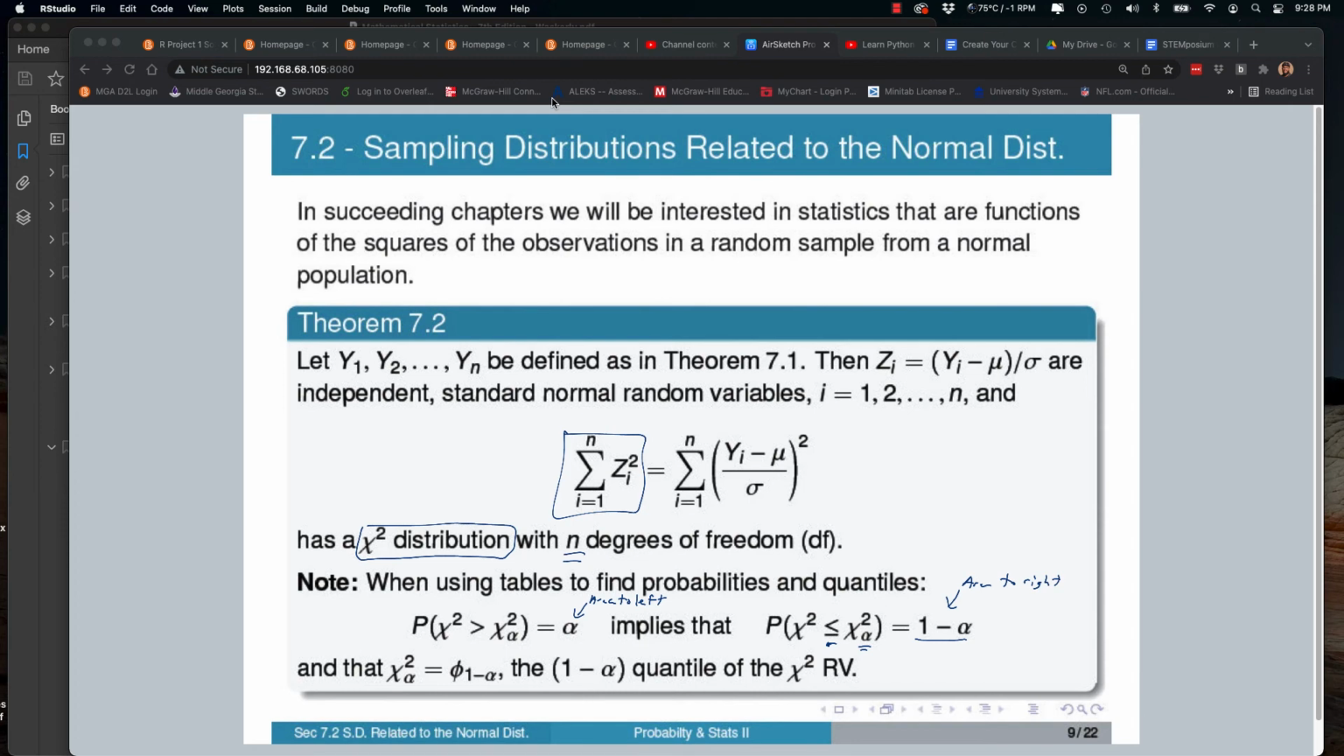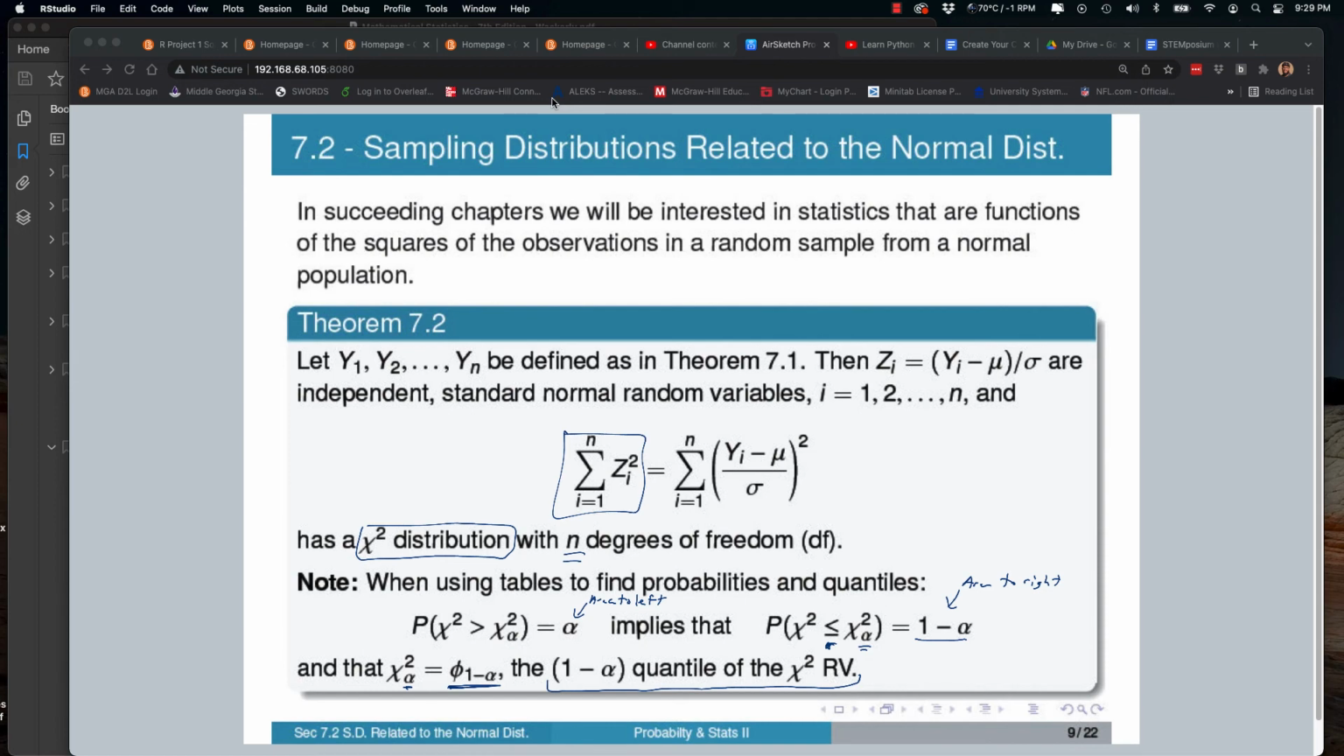Very important. And so the chi-squared sub alpha is equal to phi of 1 minus alpha, where phi is what we're using to represent a quantile or percentile. Phi sub 1 minus alpha. All right, so the alpha value is just alpha. But if we're doing the less than case here, then 1 minus alpha is the actual quantile value. So that will represent the 1 minus alpha quantile of the chi-squared random variable. So we're going to have to find those, and it's important that we make that distinction.